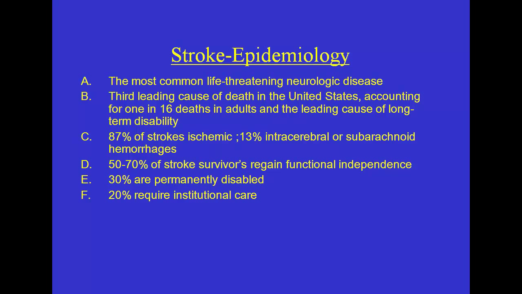87% of strokes are ischemic, 13% are intracerebral or subarachnoid hemorrhages. 50 to 70% of stroke survivors regain functional independence. 30% are permanently disabled, and 20% require institutional care. We've actually done little breakdowns in our institution about people's NIH stroke scale and where they end up. And people who have a low NIH stroke scale, less than 4, even less than 12, survive and tend to do pretty well.